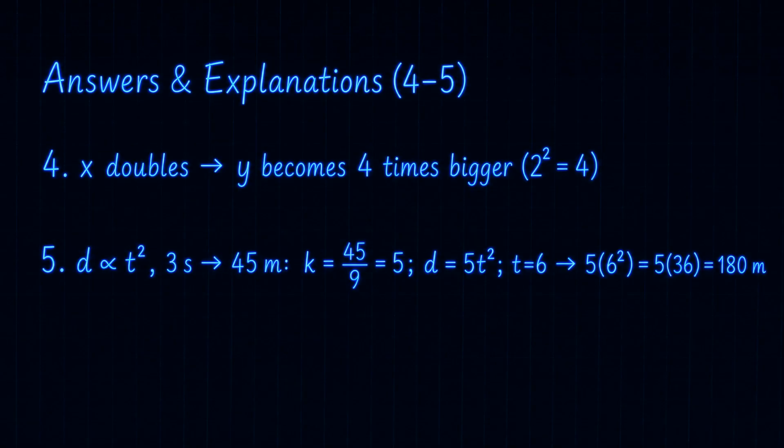Question 4. When x doubles, y becomes 4 times bigger, because 2 squared is 4. Question 5. Find k. 45 over 9 is 5, so d equals 5t squared. For 6 seconds, 5 times 36 is 180 meters.